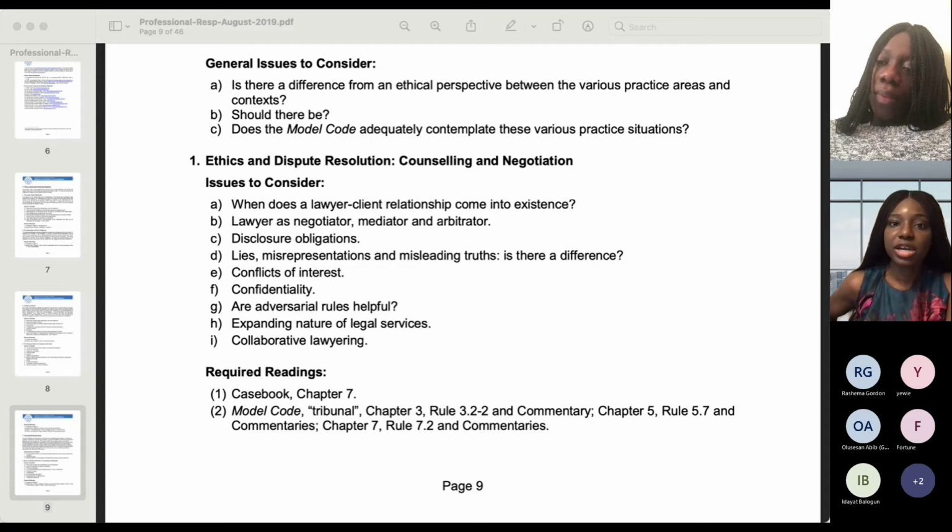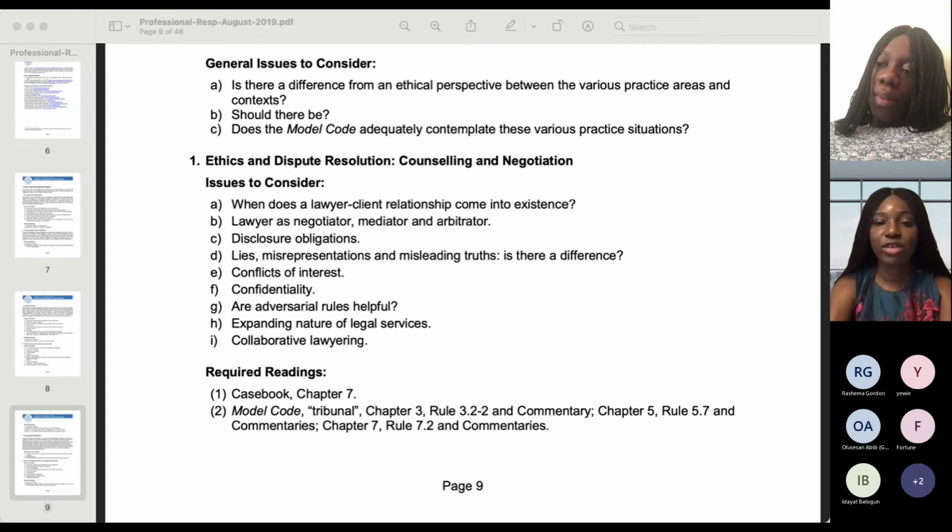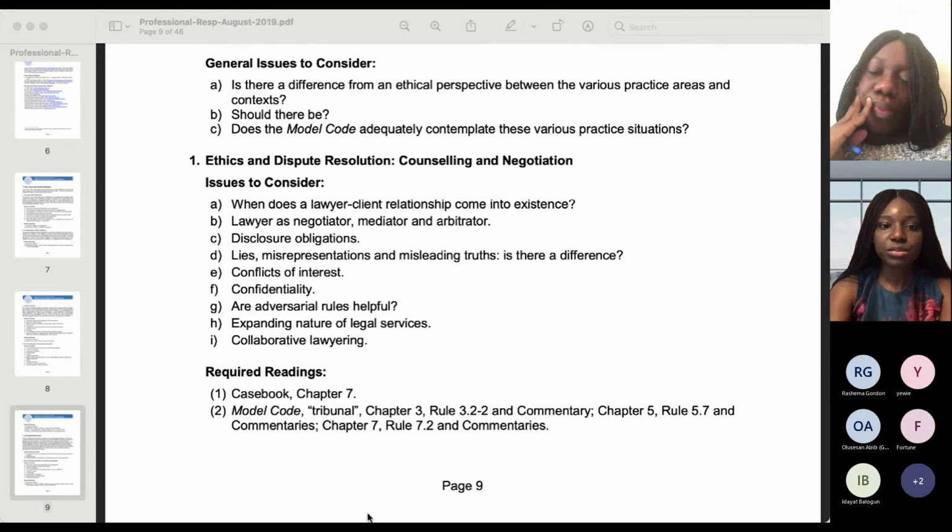So the model code here in Canada says you shall not be used as an instrument of dupe. Once you see a red flag, you must do all your research. You must ensure that you find out what is going on. And if you see anything dubious, slightly dubious, you pull out. You do not stay on as a representative of that client. Okay.